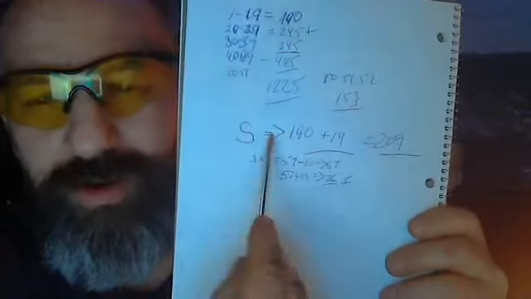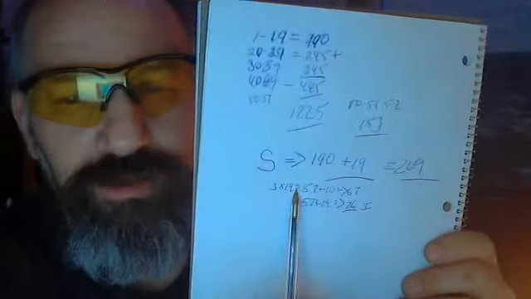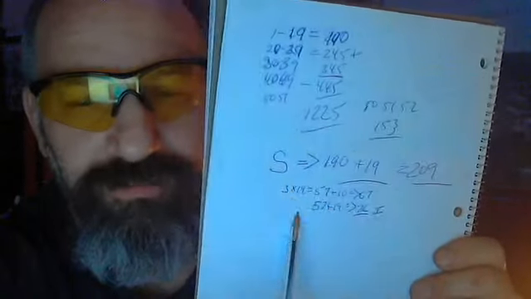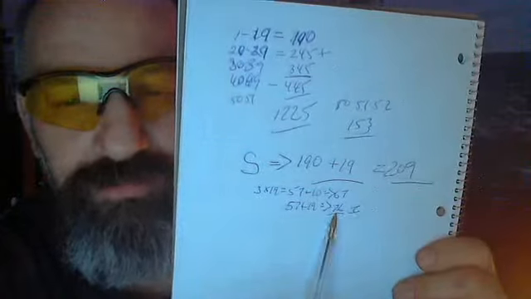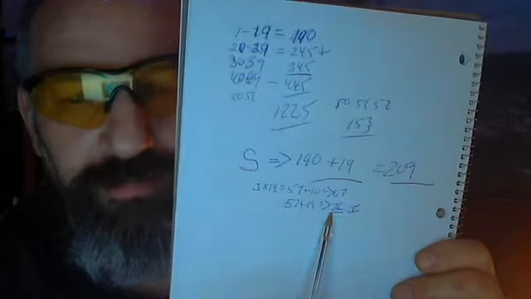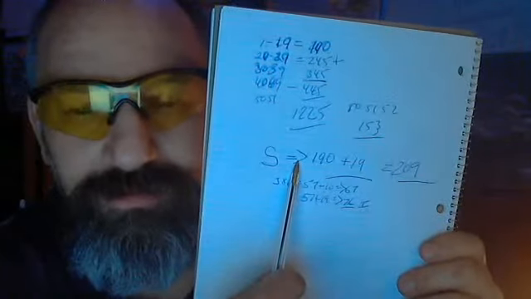S equals that 190, 209. S equals 57 plus 10. S equals 57 plus 19. 76 and 67. 7 and 6 is 13. 1 and 3 is 4. 7 and 6 is 13. 1 and 3 is 4. 44 comes into both worlds with the letter S.